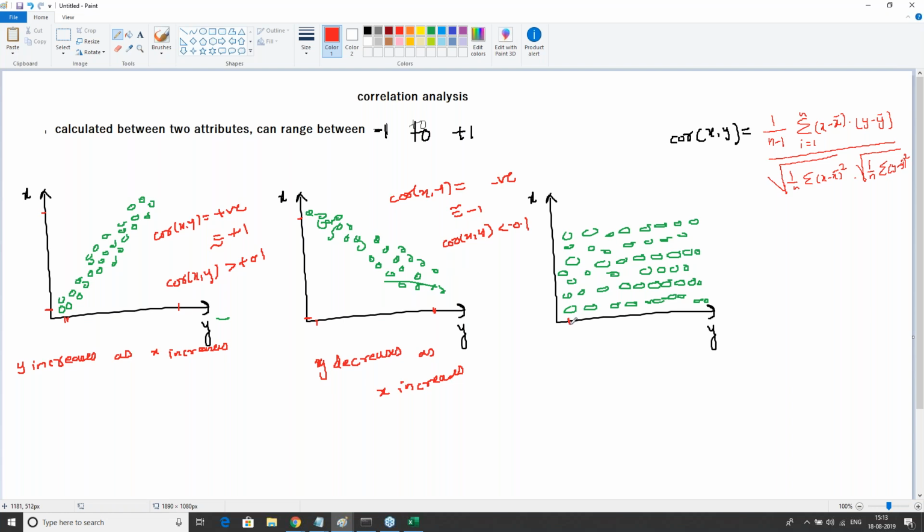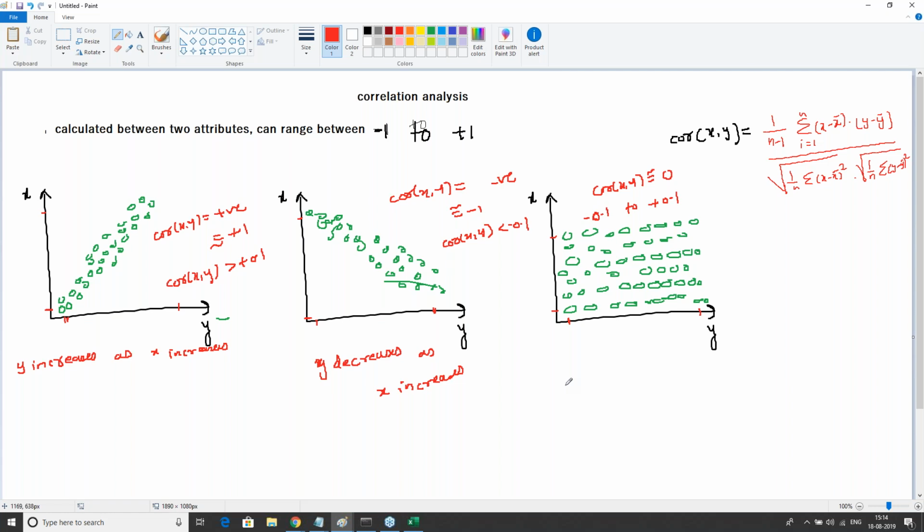In the third situation, for a smaller value of y there is a smaller and larger value of x, and for a larger value of y also there is a smaller and larger value of x. So x and y are not impacting each other here, right? In this situation, if you calculate correlation, it's quite close to 0, usually between -0.1 and +0.1. If the correlation is quite close to 0, we say that x is not impacting y, or more precisely, x is not linearly impacting y. x has no linear relationship with y, right?